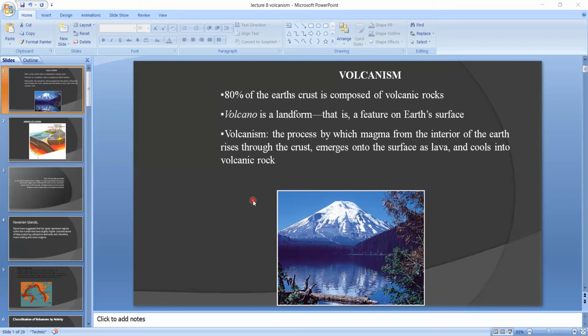What is volcanism? The process by which the magma from inside the earth comes up to the surface is called volcanism, and that magma coming out of the volcano is called lava. When that lava cools down, it forms the volcanic rock or crust or material or sand or the floor on which we are walking.